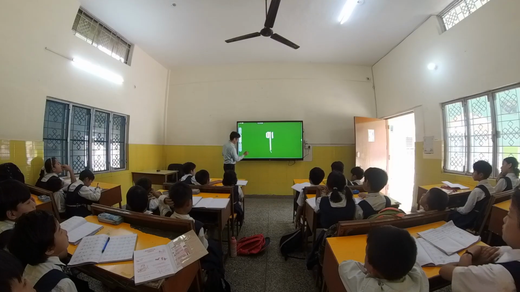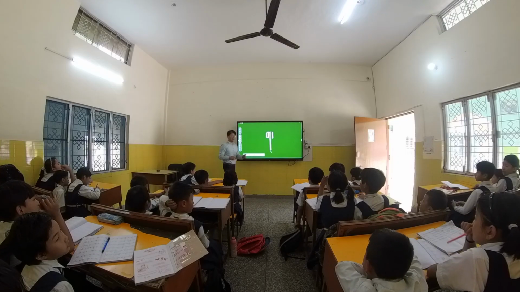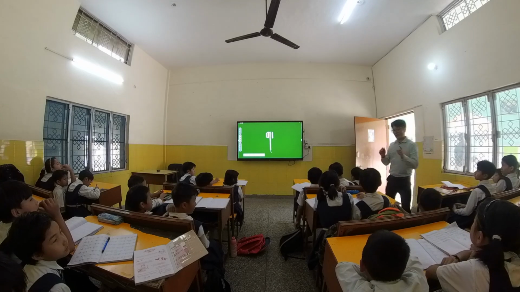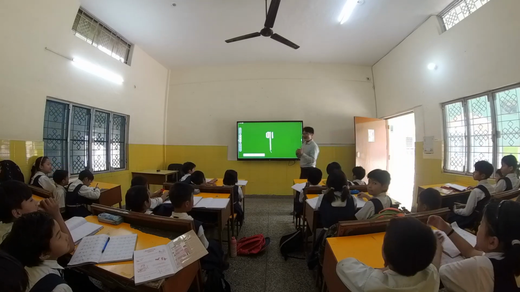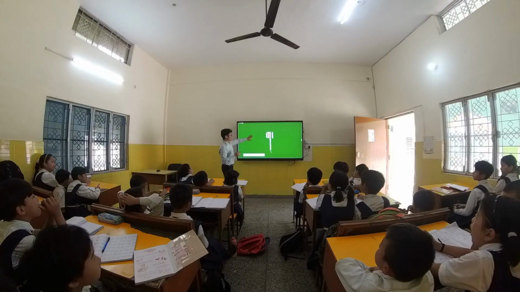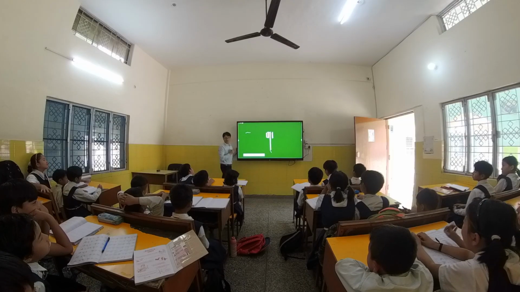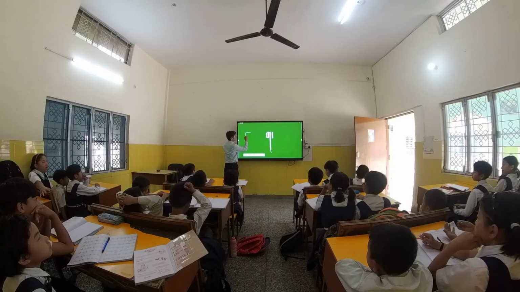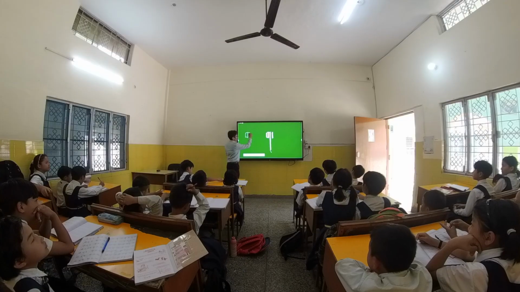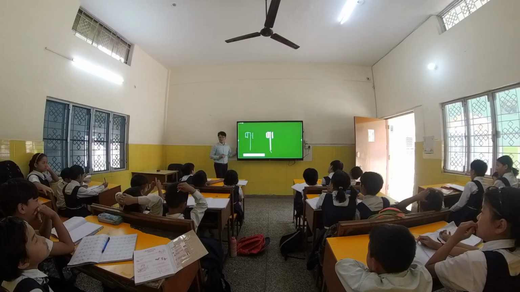Ka, ka, not ga. Now in order to write ka, same, we have to write the head of the letter and a small sa-like structure. Done? And then a straight line called the leg of the letter. This is ka.